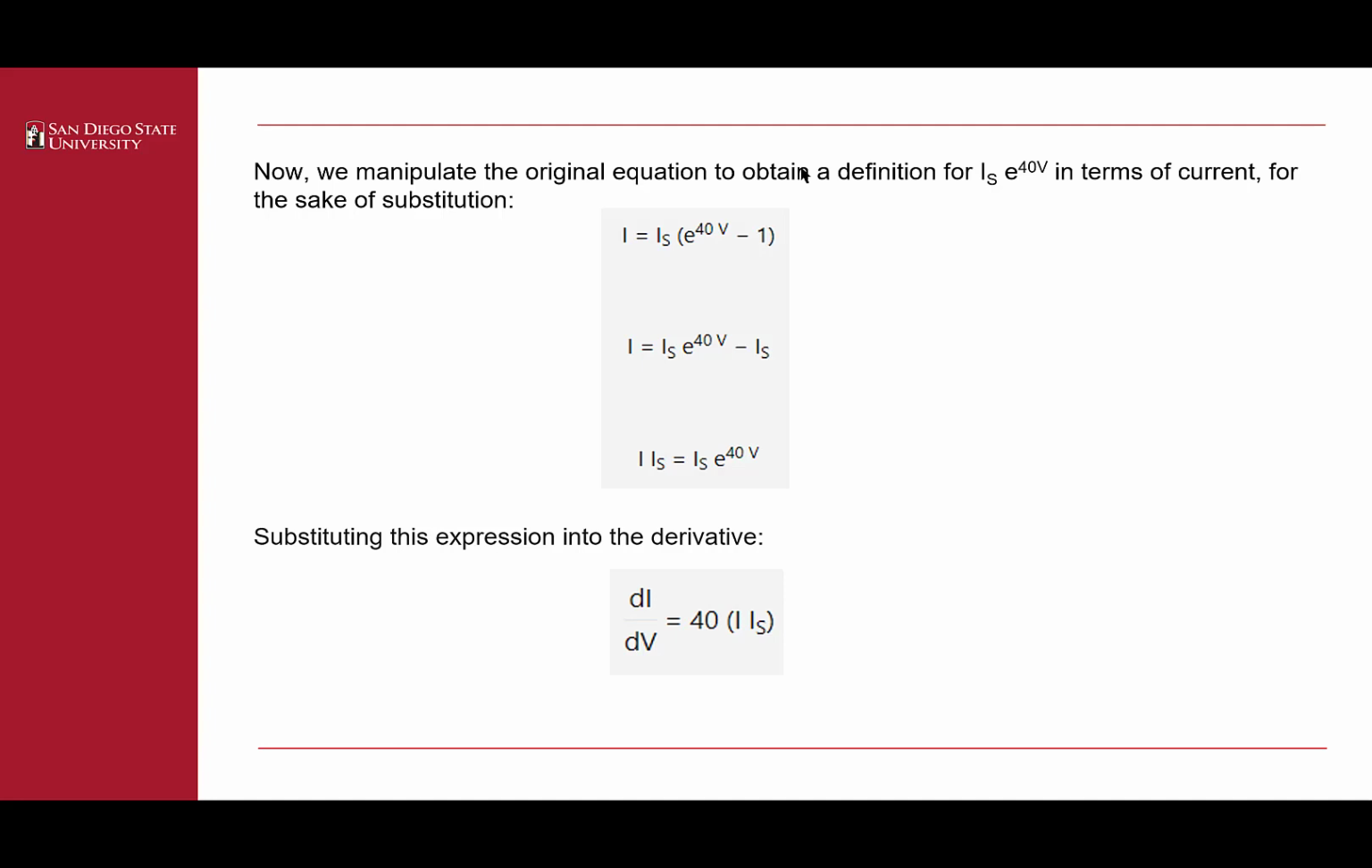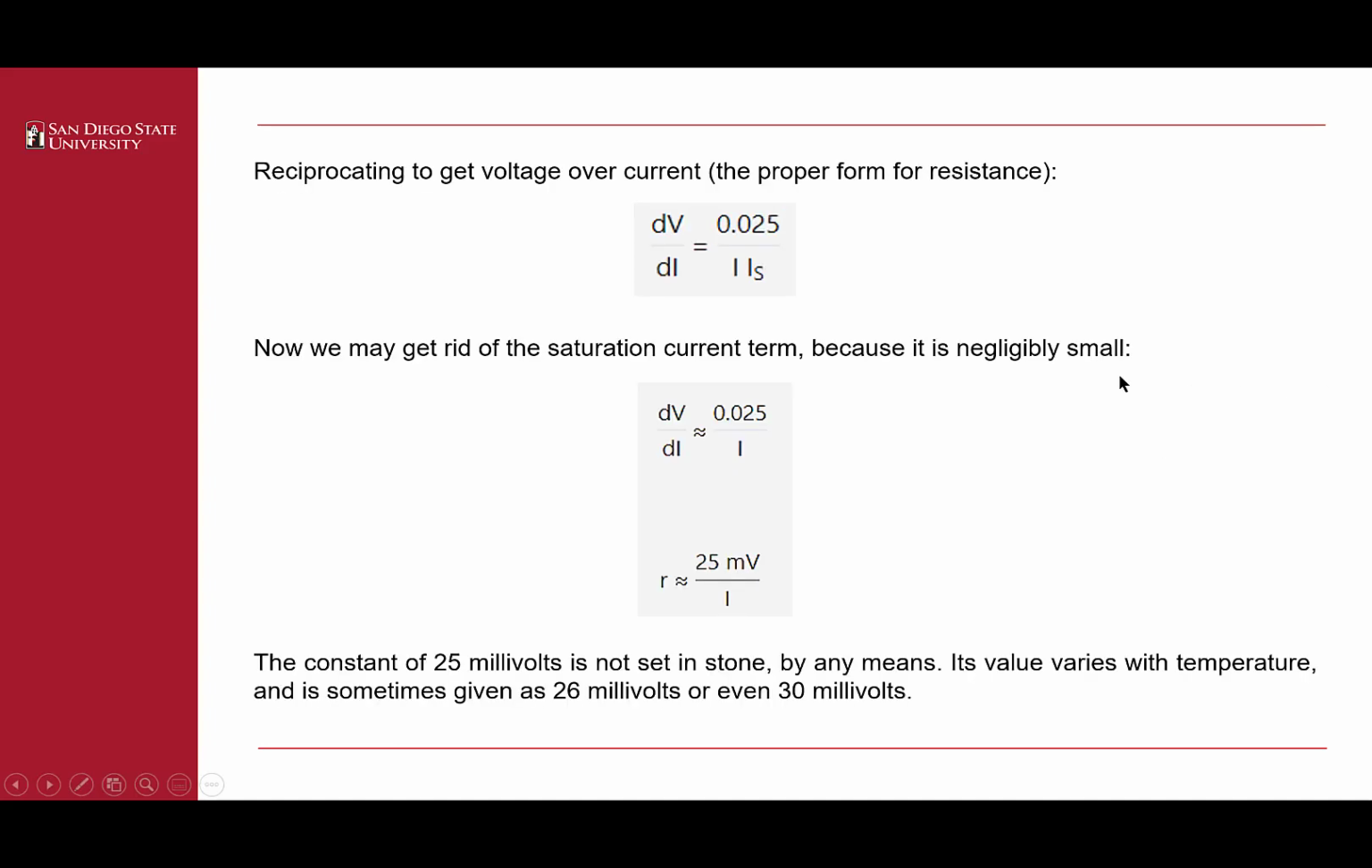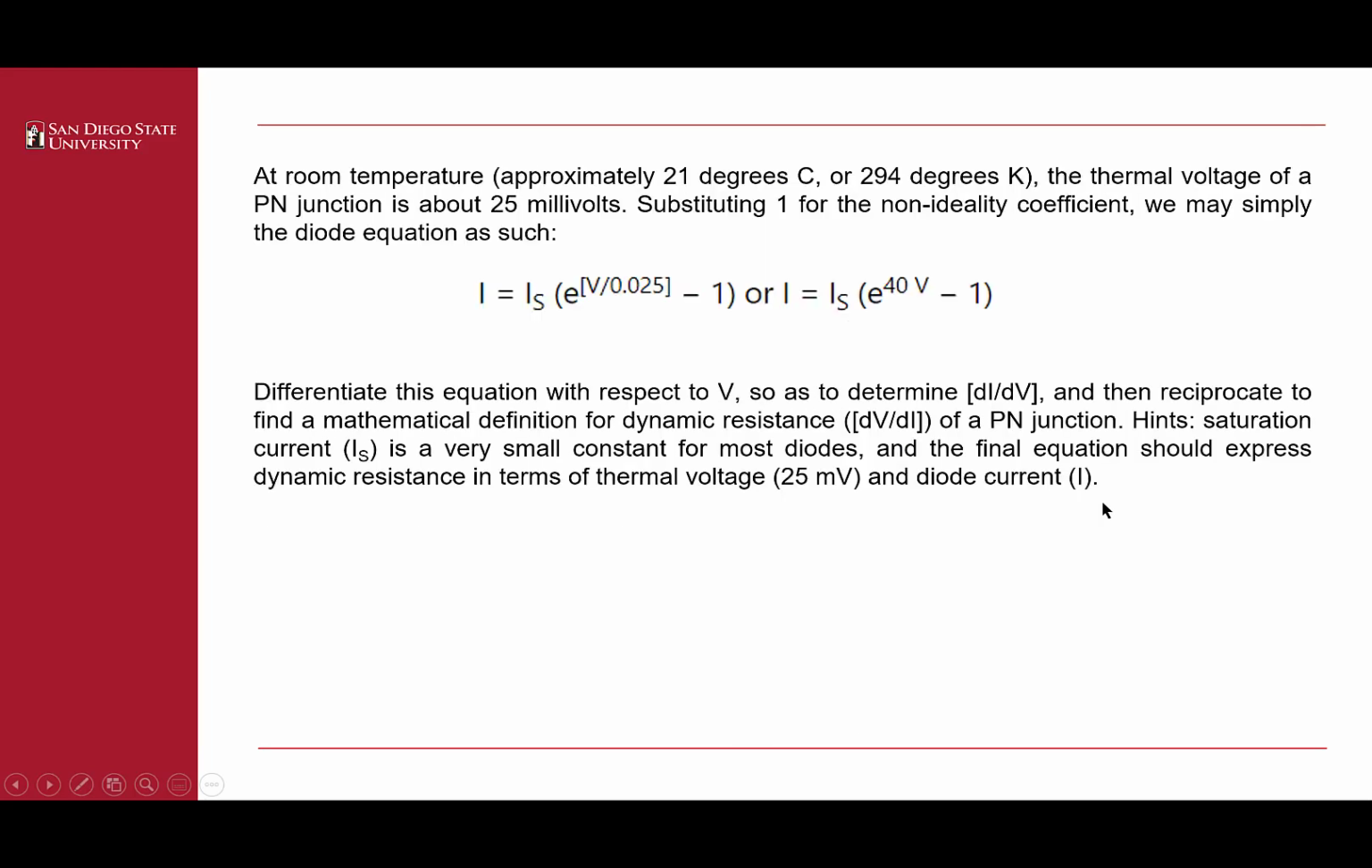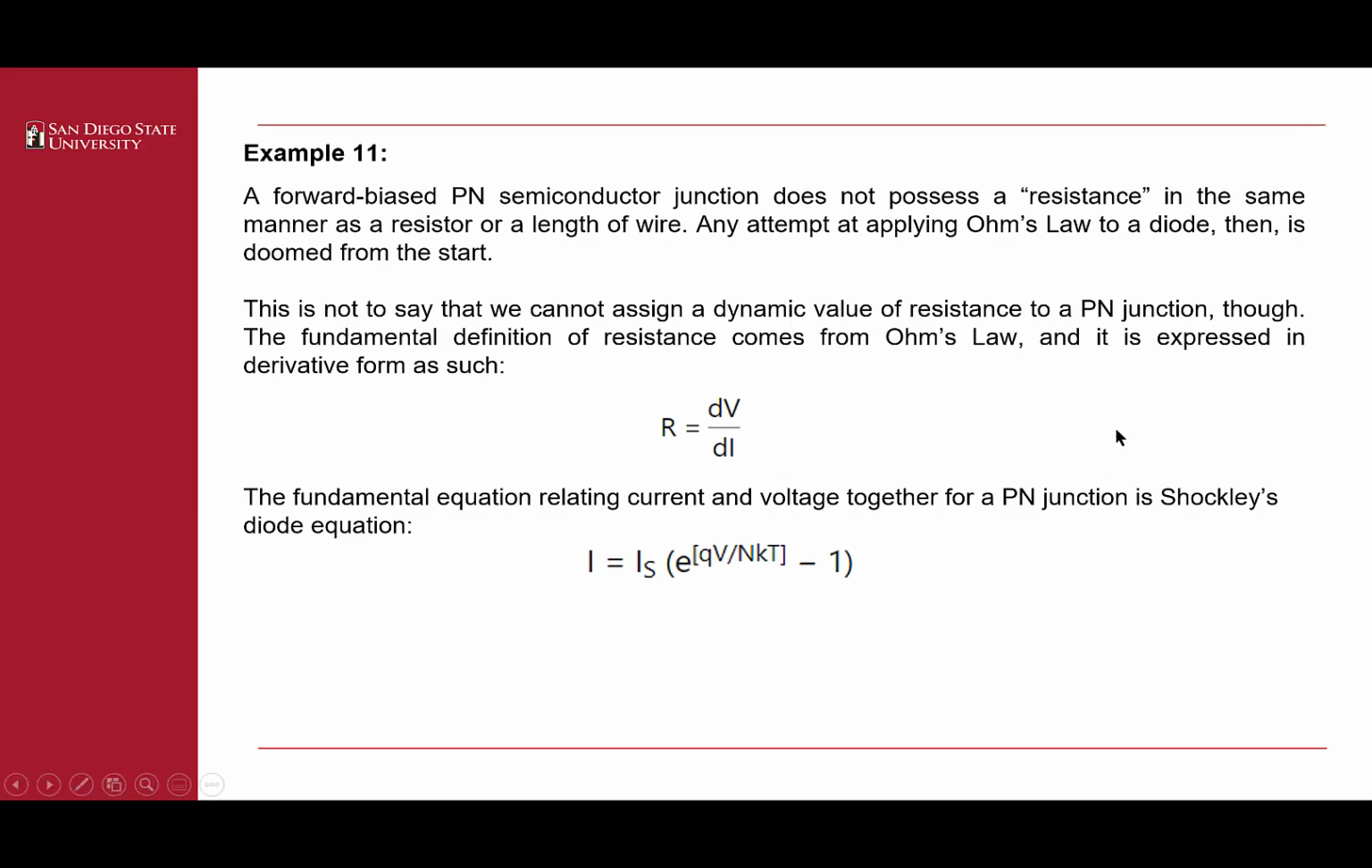And substituting this expression into the derivative, dI over dV equals 40 times I plus Is. And reciprocating to get voltage over current, the proper form for resistance, we will have dV over dI equals 0.025 over I plus Is. Here we have Is defined in this question.